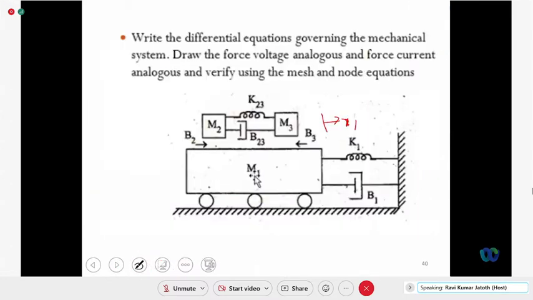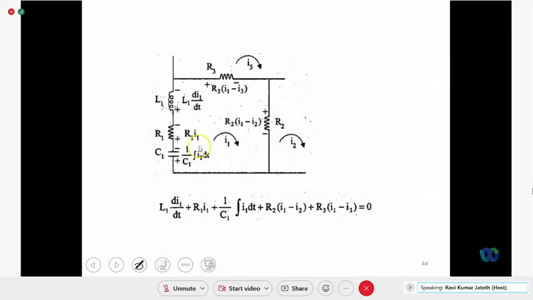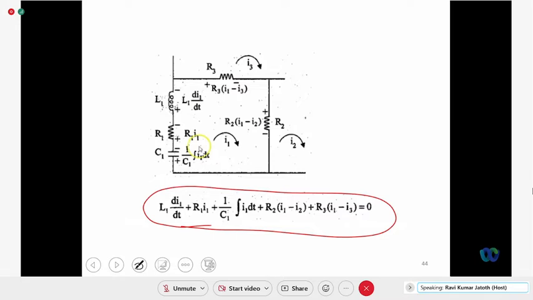So now you see M1 is sharing with K1 and B1, so they are individual, right? But shared elements are what? B2 and B3, correct, no? So how can we write this? L1 di1 by dt plus R1 I1 plus 1 by C1 integral I1 dt. So this is the equation we have done right now. Is this clear so far?